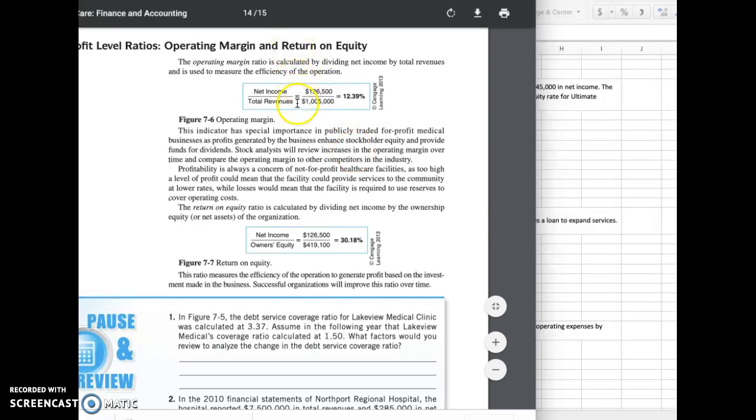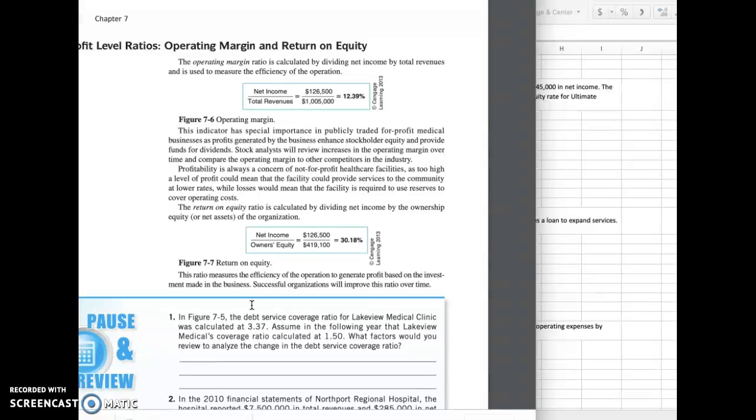So it gives you the operating margin equation, and then it also gives you the return on equity equation. That gives you the net income divided by the owner's equity, which is also known as the net assets, which is what it's called in this particular equation.